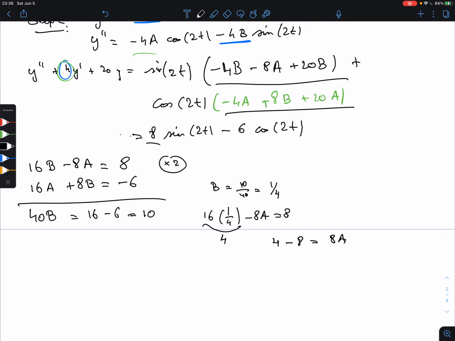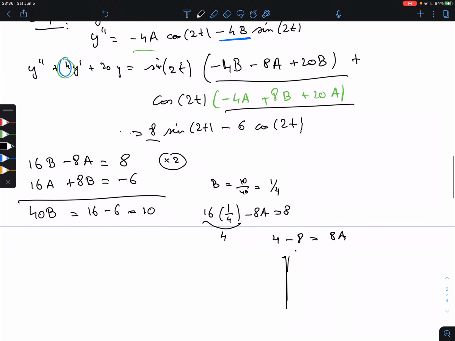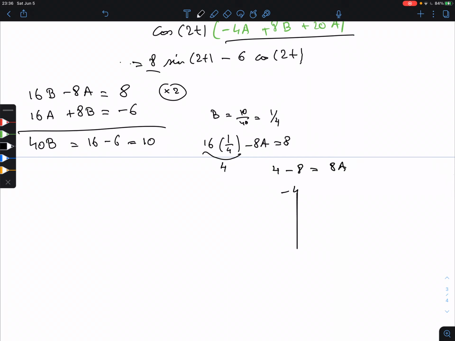Bring that to one side and the other to the other side. These things I go fast. If this is too fast for you, just pause the video and work it out on a piece of paper. And so we get minus 4 is equal to 8a, so a is equal to minus a half.